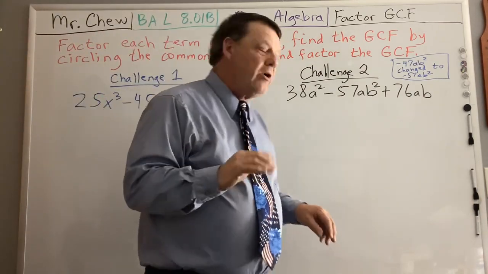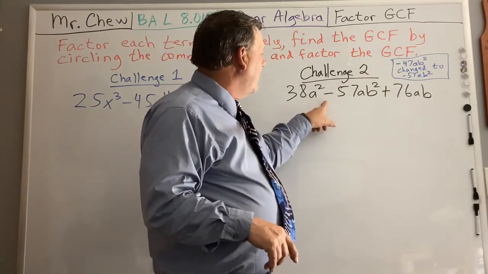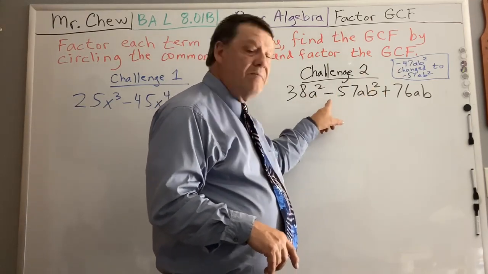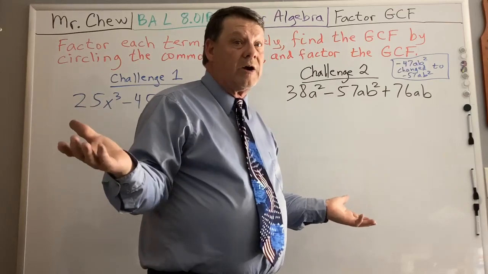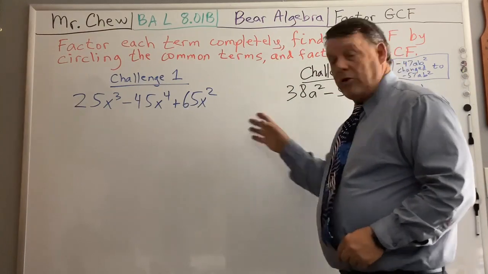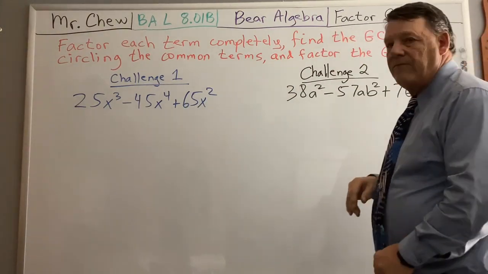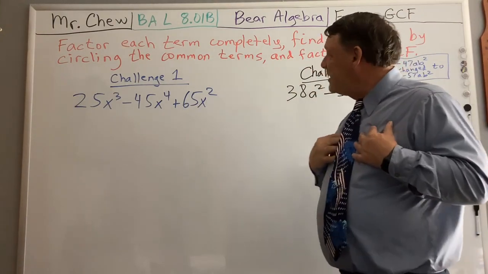There was an error, a mistake. So I had written 38a squared minus 47ab squared. It should be minus 57ab squared or it's not going to work out. So if you actually did as I asked you to and worked these 2 challenge problems, redo this one real fast. It's a negative 57. All right, so now let's get to it.